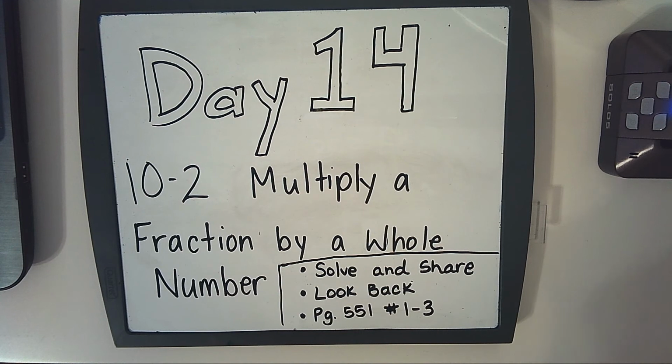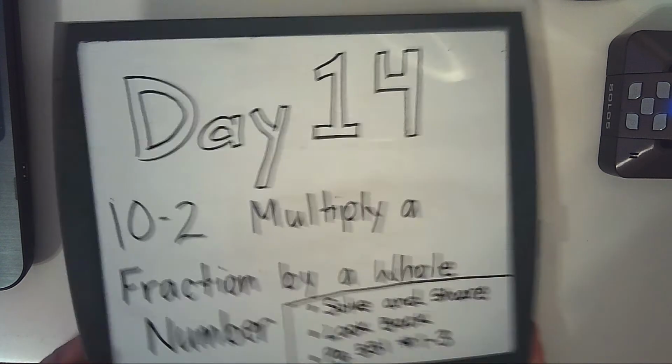Today we are completing day 14 of the contingency plan. Today's lesson begins with 10-2, multiply a fraction by a whole number. We are breaking 10-2 apart into 3 days, so today we just have to complete the solve and share, the look back, and then page 551, numbers 1 through 3. So let's get started.